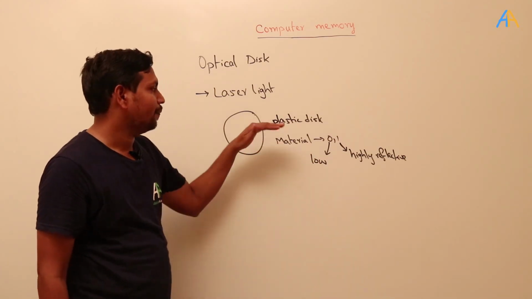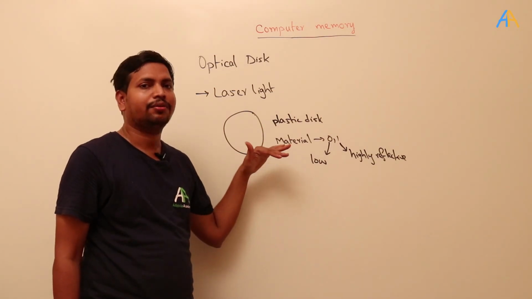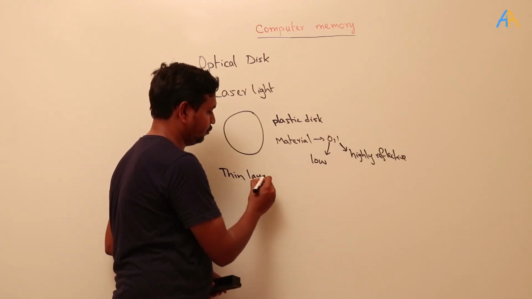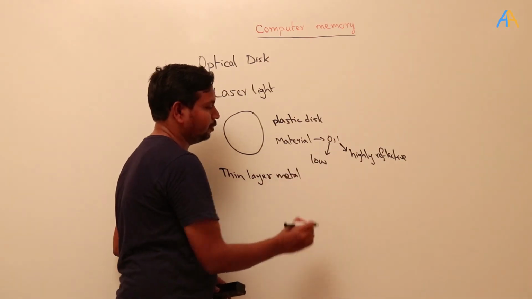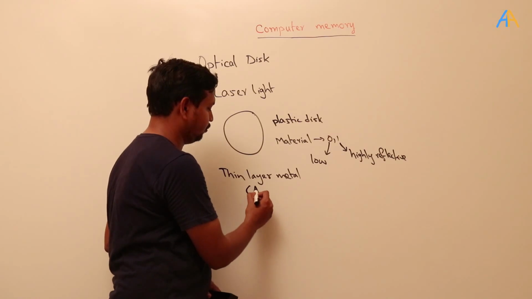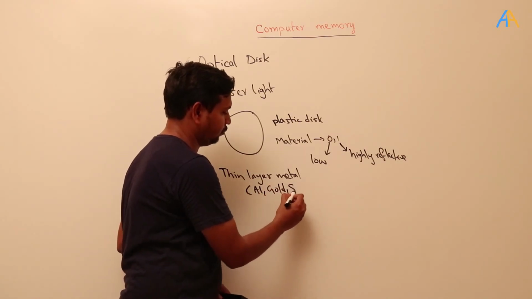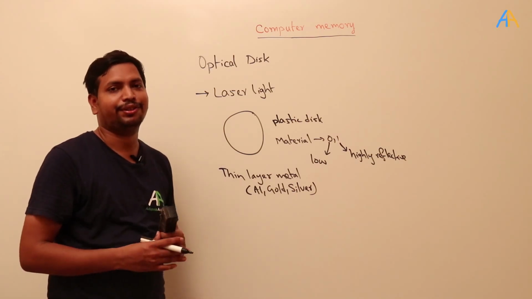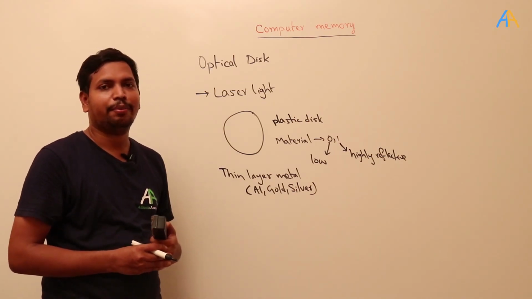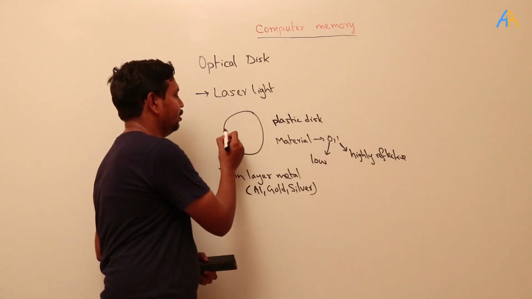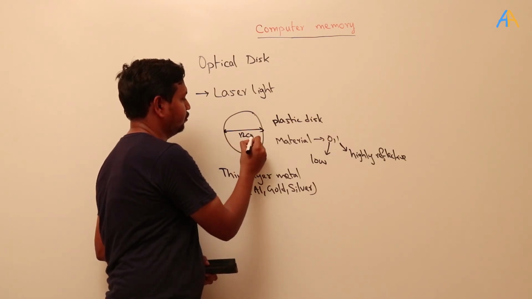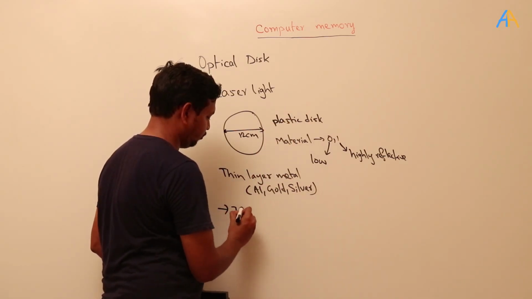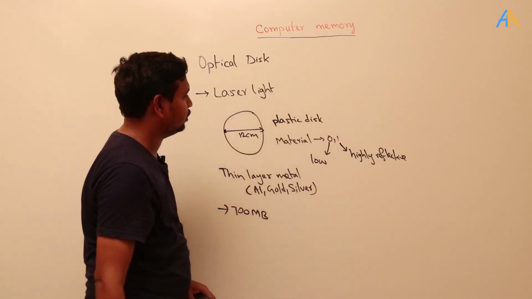So there is a plastic disc with the material where the data can be stored, and above it there is a thin layer of metal. The metal is made of aluminum or gold or silver. This is the way of CD drives. You know compact discs are very popular. CD is nothing but compact disc. The diameter of the disc is around 12 centimeters, and it can store 700 MB. This is the basics about CD.